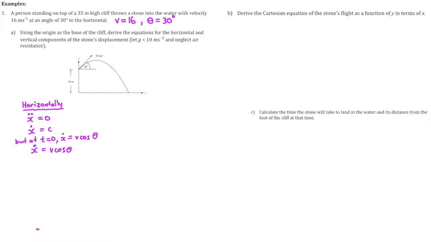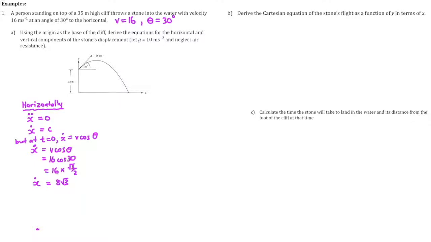But we know, if we look up here, what v is and what theta is. So I can come back and I can go, well, that's actually equal to 16 times the cos of 30, which is 16 times square root 3 over 2, because that's what the cos of 30 is, which is 8 square root 3.